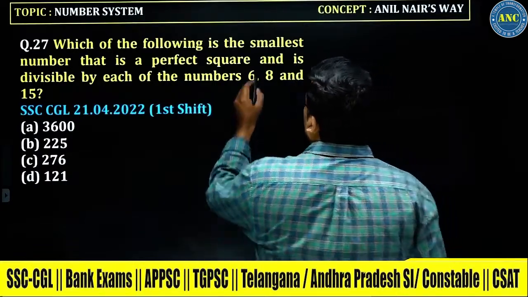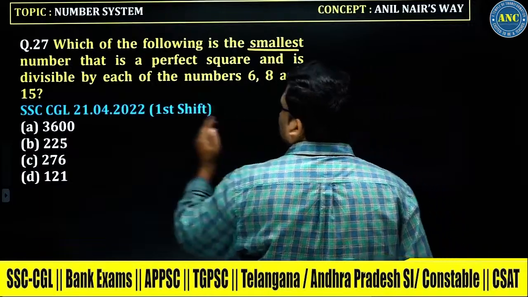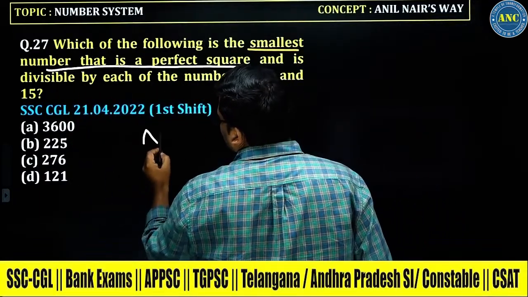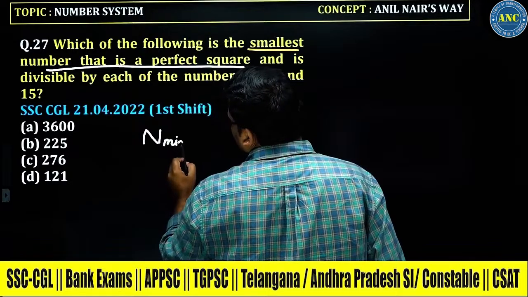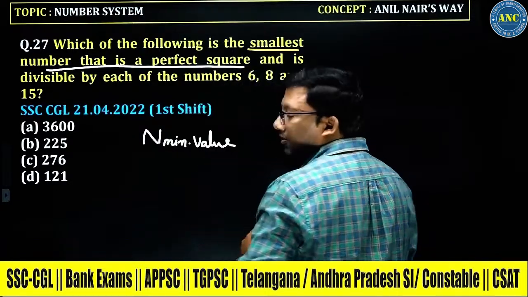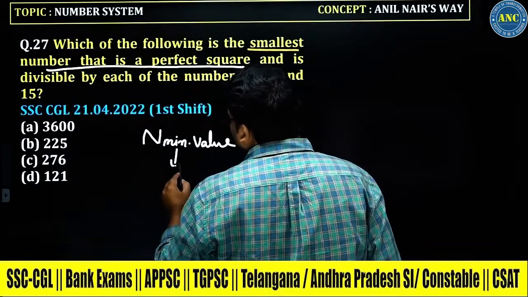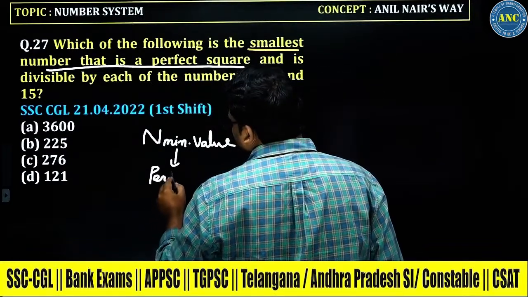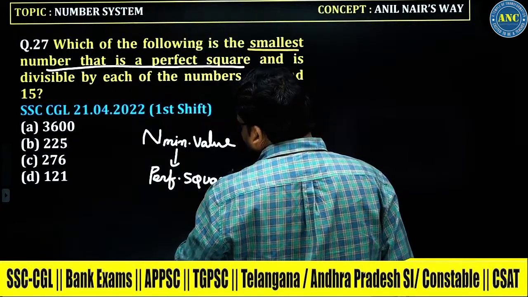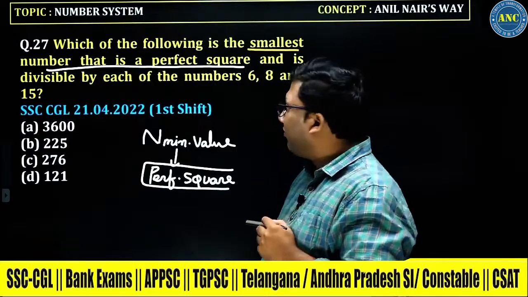Which of the following is the smallest number that is a perfect square? The answer should be the smallest number. Smallest number means it should take a minimum value, and it is a perfect square.